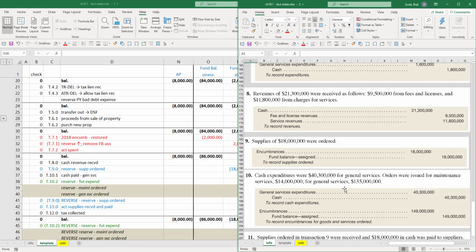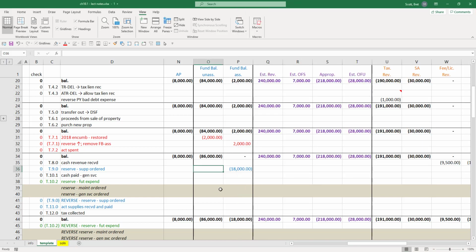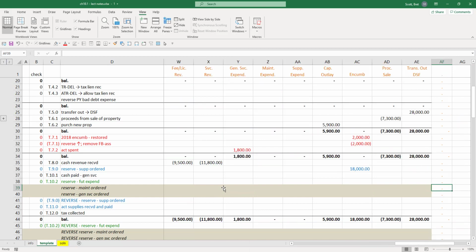Submitting a purchase order or any type of order for goods or services signals that we have an encumbrance. So just as we saw before with the encumbrance of the supplies, let's jump down into the encumbrances for the maintenance and for the general services, the second part down here. The total amount is 149, but we know it's 14 for maintenance and 135 for general. So let me go over to the encumbrances.